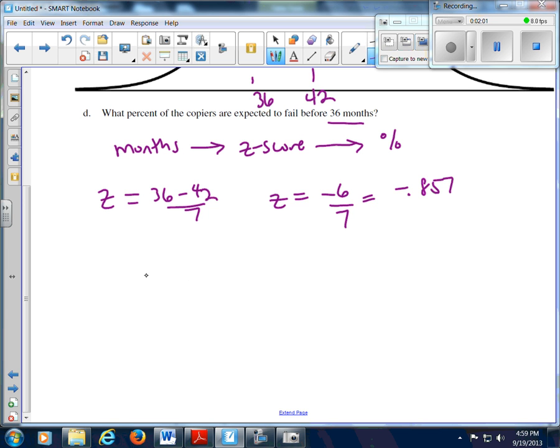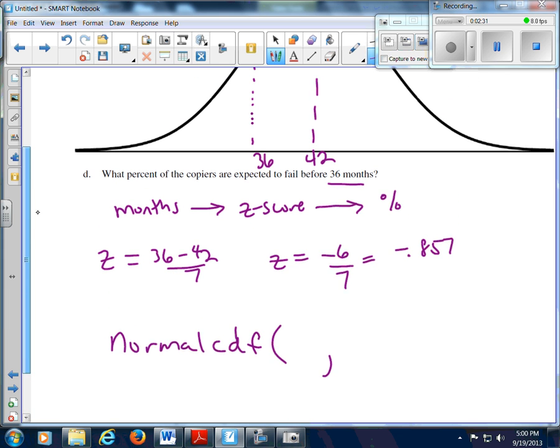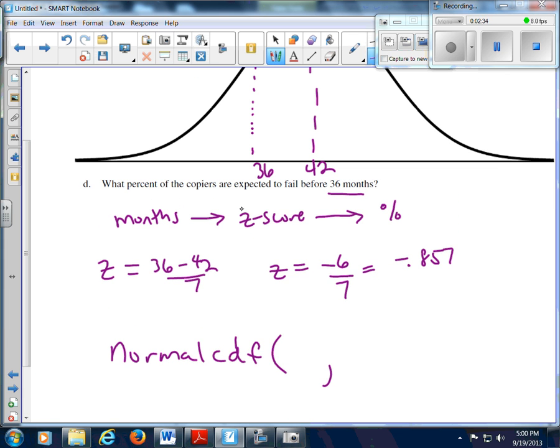All right, so once I have a z-score, I now have to take that z-score and plug it into my calculator to figure out what percent that is in area. And we're going to do that using the normal CDF function on my calculator. So I'm going to plug that in. I'm going to have normal CDF, but my calculator asks me for a lower range and an upper range. I'm trying to get what percent of copiers fail before the 36 months. So what I'm trying to do is find the area of everything that comes before it.